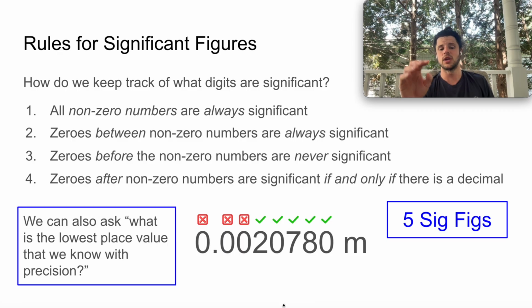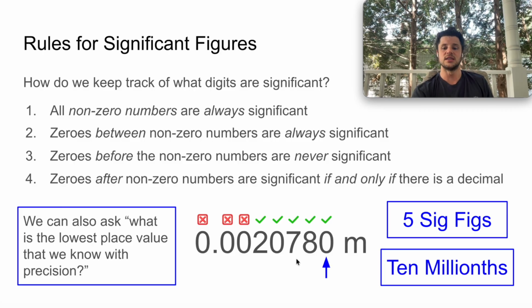And if we wanted to, we could think about what's the lowest place value in this measurement that we are accurate, that we're precise to. And that's that last 0 right there. And that last 0, it is the 10 millionths of a meter spot. So that's our least precise place value. And we have 5 significant figures in this number.